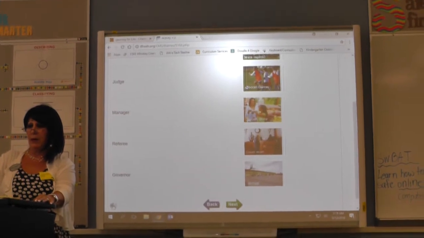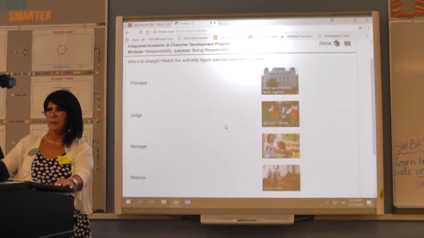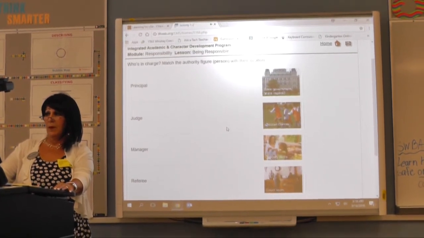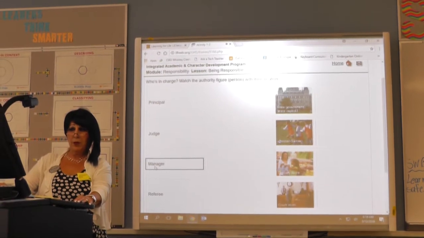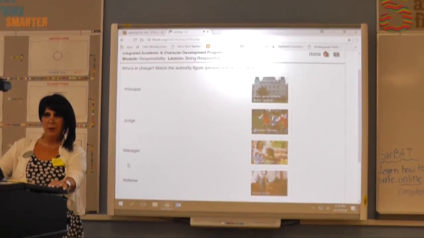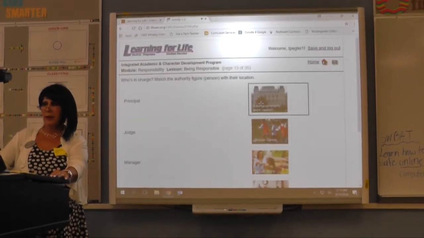Here's another. I love these. Who's in charge? Match the authority figure, person, with their location. State government. Principal. Judge. Manager. Referee. Governor. So let's look at state governor.